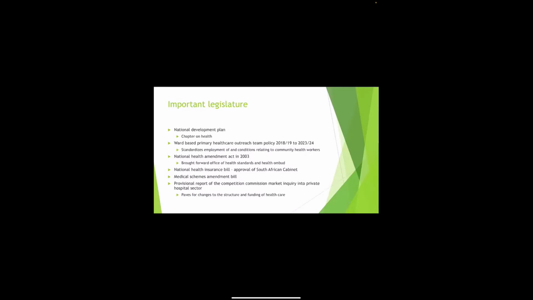Very importantly, it requires that public servants are held accountable for the quality of the service they provide. And then we also have two important bills that are coming through: the National Health Insurance Bill, which has been approved by the South African cabinet. But the problem is that there are some constitutional breaches hindering the process of it becoming a law, and it's lacking a lot of detail, but I'll go further into it later on. And then there's the medical schemes amendment bill, which I'll discuss.